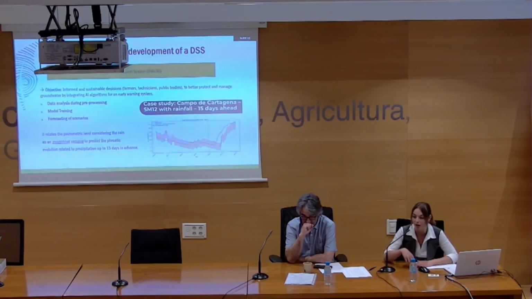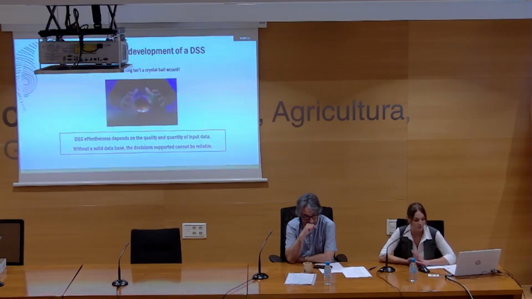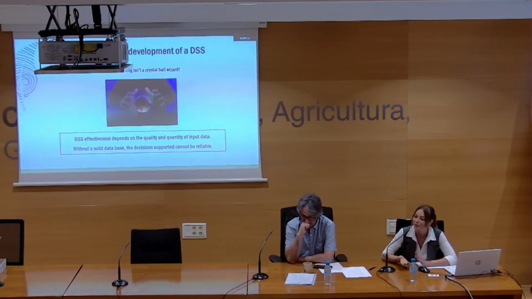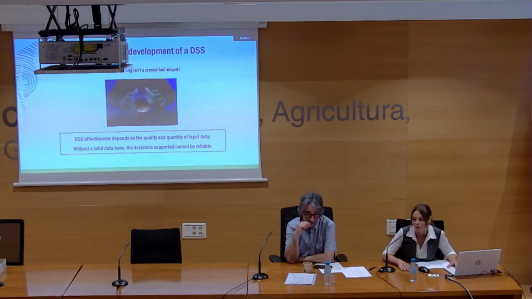That means that now we can say, in 15 days, more or less with good accuracy and a few errors, where the groundwater level is going to arrive with respect to the precipitation. But I want to make a disclaimer as well, because machine learning is not a crystal ball wizard. So once again, if data are not good or not enough or not solid enough, it cannot provide any useful information, and not even reliable, because it will not be representative of the situation.